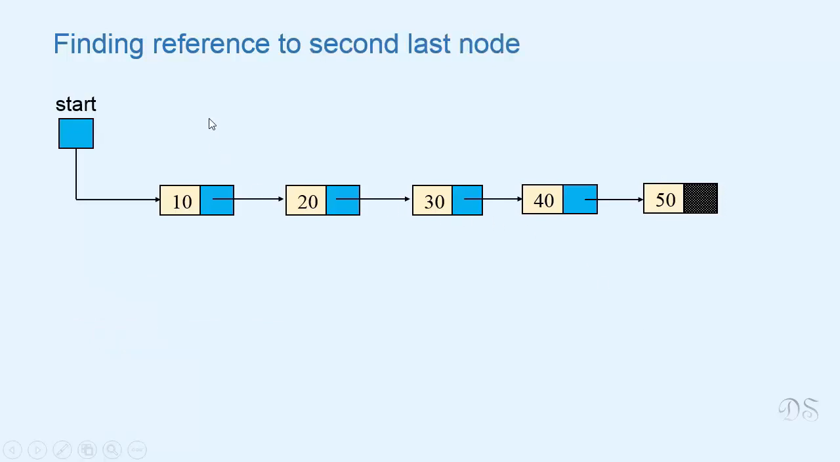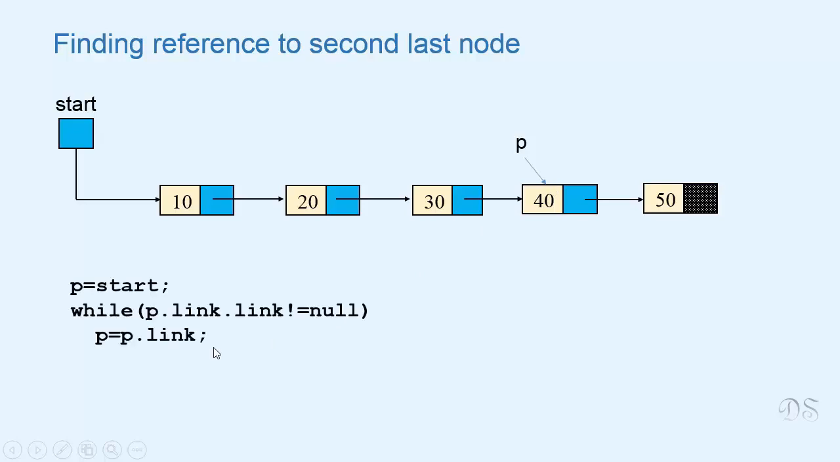Now let's see how we can find reference to the second last node of the list. This is the second last node, so we need a reference to this node. This is the code that will give us reference to the second last node. Now here the loop condition is p link is not equal to null. So this loop will stop when p link becomes equal to null, and p link will become equal to null when p will refer to the second last node of the list. Because when p refers to the second last node of the list, p link will refer to this last node and p link will be null. So when this loop stops, p will refer to the second last node of the list.